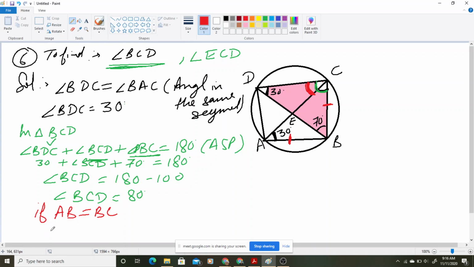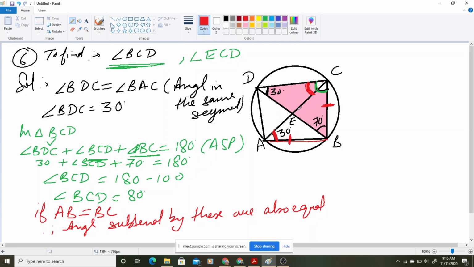That means you can write, if AB and BC are equal, therefore the angles subtended by these are also equal. So what is the meaning of this? See, BC has subtended an angle of 30 degree here, you can see this one as 30 degree. So that means AB is also subtending an angle, this one, so this angle will also become 30. Therefore I will write angle ACB equals 30 degree.